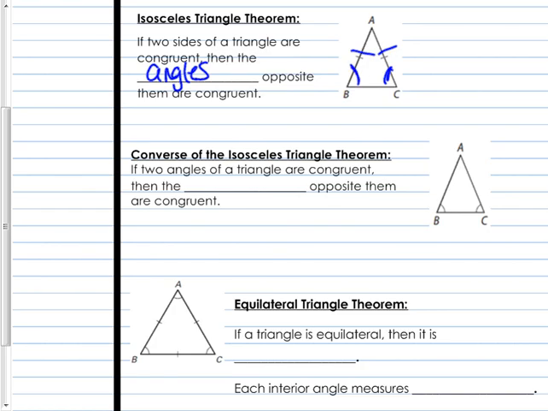Okay? And the converse of that is true, which almost means like the opposite. If 2 angles of a triangle are congruent, then the sides opposite those angles are congruent. So the side opposite angle B is AC. The side opposite angle C is AB. So those 2 sides are congruent because their 2 angles are congruent.